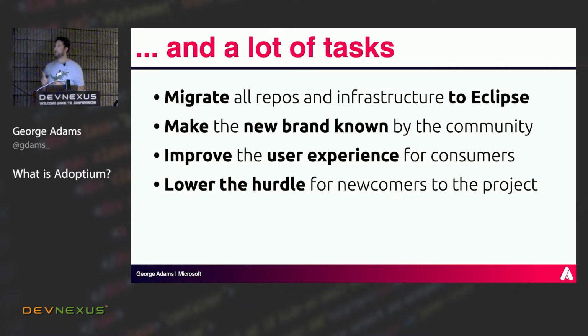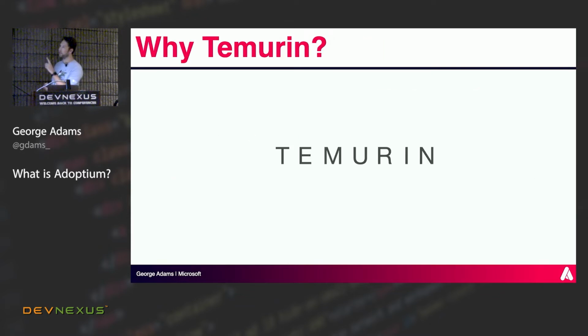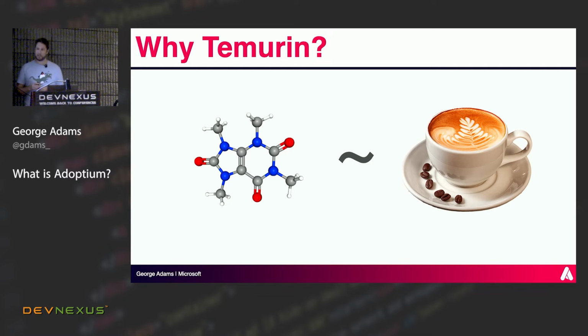Pretty much every conference I go to, the first question I get asked is, why Temurin? And there's a really, really simple answer to this. If you bear with me, you might want to buckle in for this. Temurin is an anagram of runtime. And again, this is what happens when you let engineers come up with names. But there's actually an even better reason. If you look at the chemical composition of Temurin, it's the most similar to the composition of coffee. So we thought it was relevant to keep it close to its Java roots.